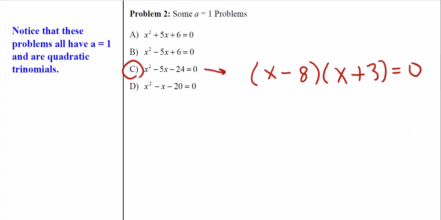For part C, I want you to try it out. So I'm not going to do all the steps for you because I've done 3 of them for you already. But try it out, set it up. You're going to get to this point. And of course, if you go ahead and separate and solve, you're going to get x equals 8 and x equals -3.